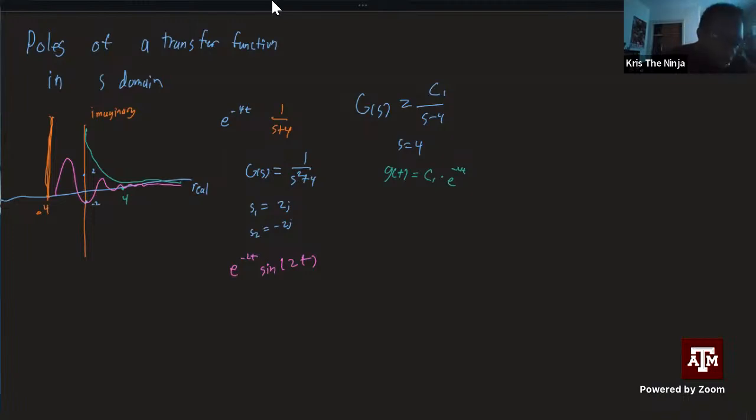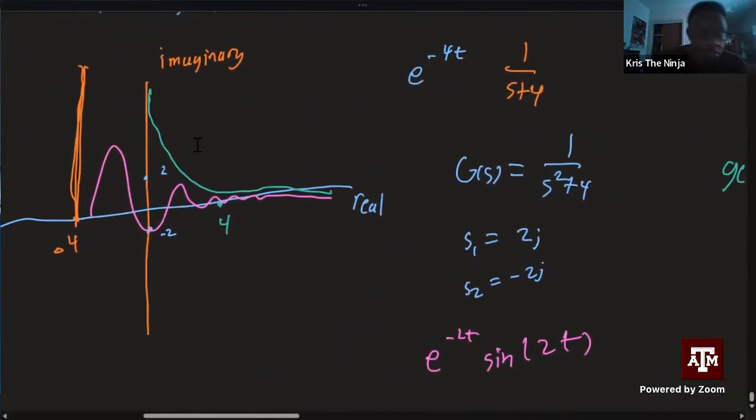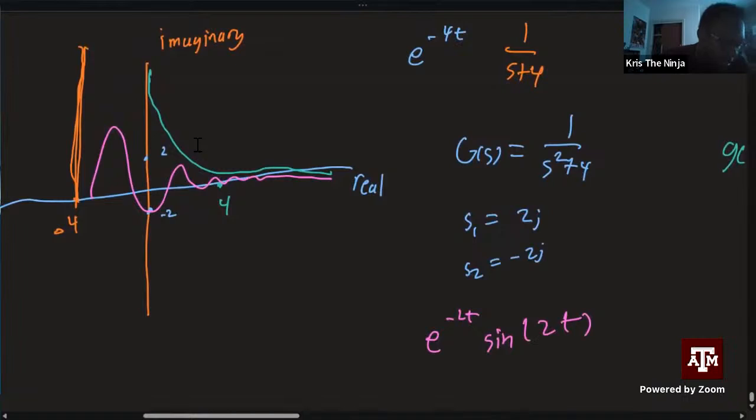That's because any signals on the right half plane are unstable. They're like the Joker. Signals on the right half plane. So this is the right half plane. So signals on the right half plane are unstable.